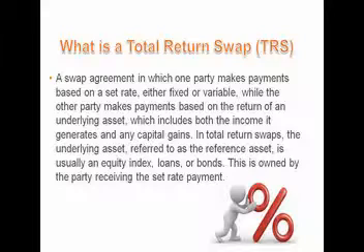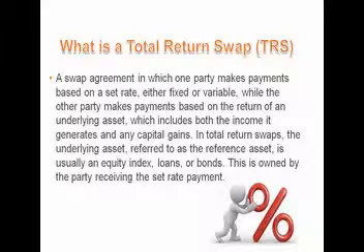A Total Return Swap, or TRS, is a financial contract that transfers both the credit risks and market risks of an underlying asset. A Total Return Swap is a swap agreement in which one party makes payments based on a set rate, either fixed or variable, while the other party makes payments based on the return of an underlying asset, which includes both the income it generates and any capital gains.